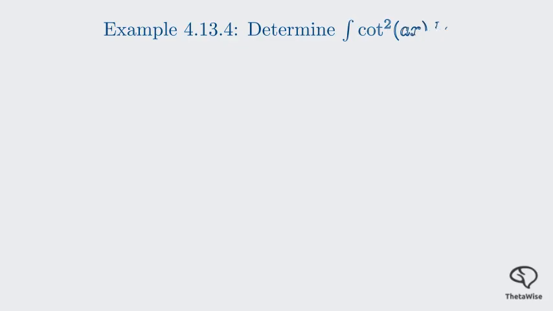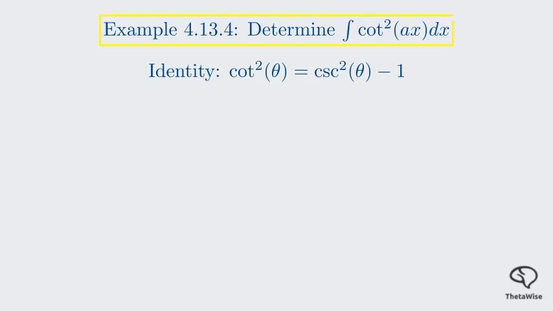Our fourth example for squares of trigonometric functions is the integral of cotangent squared. We need to determine the integral of cotangent squared of ax. The method is identical to the one we used for tangent squared, just with the corresponding identity. The identity is cotangent squared theta equals cosecant squared theta minus 1. By substituting theta with ax, we get that cotangent squared ax is equal to cosecant squared ax minus 1.